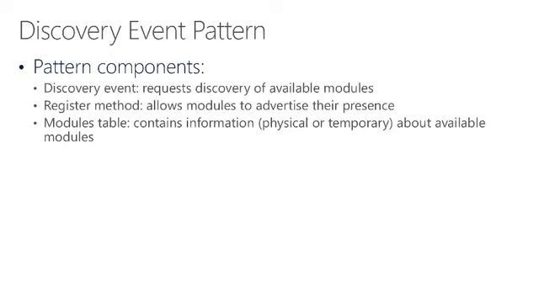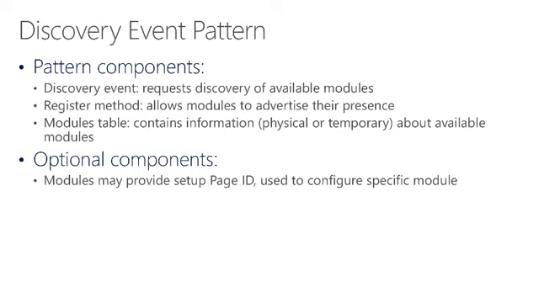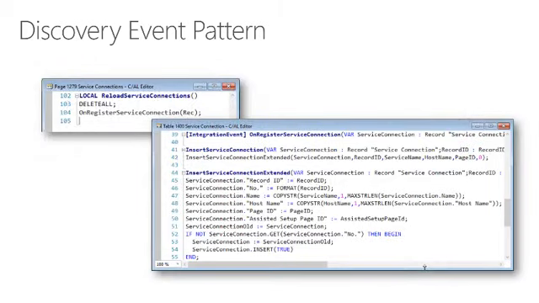The pattern components are as follows. We have a discovery event that requests the discovery of the available modules. Then on that event, there is a registration method, which allows modules to advertise their presence. And then we have a modules table, and the table contains information physically or temporarily about available modules. And an optional component is that you might provide a setup page ID used to configure specific modules. And so let me just show you the way that looks.